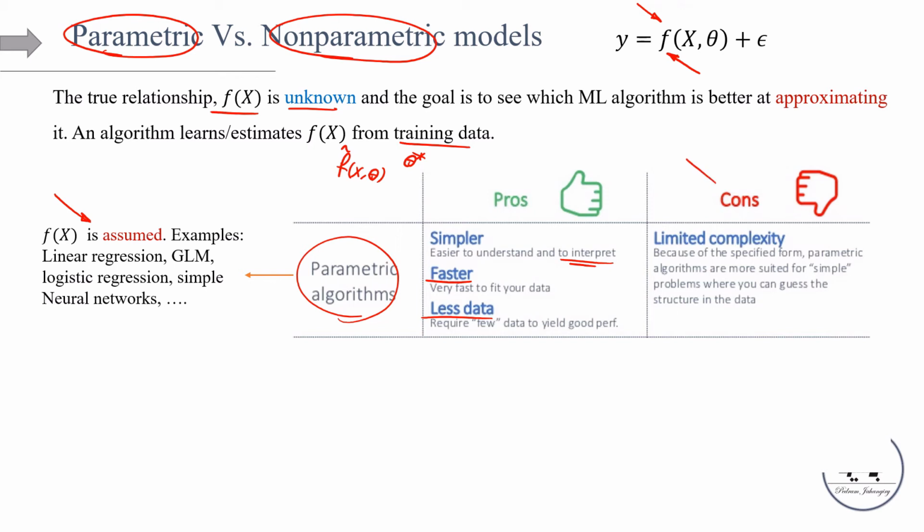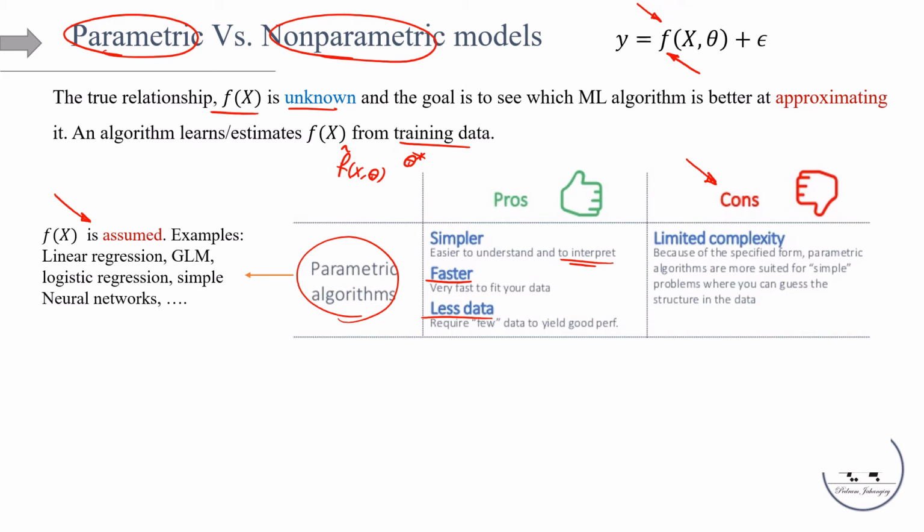What is the disadvantage of parametric models? Basically, their limited complexity. Because we are imposing some restrictions, we are imposing some specific form, the parametric algorithms are basically more suited for simple problems where you can guess, or you have some prior belief, what the structure in the data is.